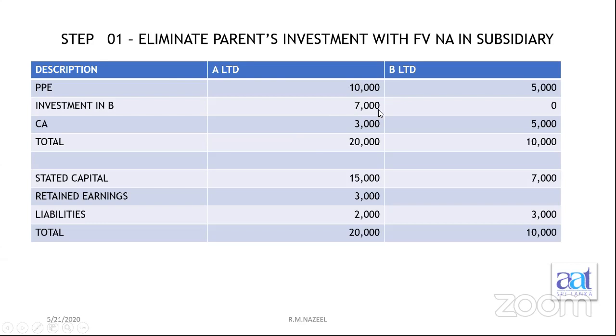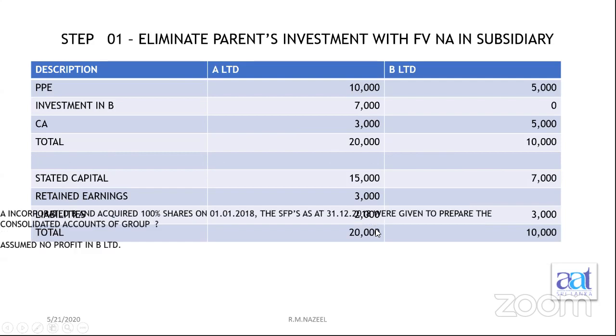See, investment in B. The standard says whatever investment was made by the parent should be eliminated against the net assets in the subsidiary company. If you go to the subsidiary company, you can see their net assets generally represent stated capital and retained earnings. There are no retained earnings in the subsidiary company, which means stated capital is the only amount they have as net assets. Current assets are 3,000 and 5,000, and the balance sheet balances. Stated capital is 15,000 and 7,000, retained earnings 3,000 and 0, liabilities 2,000 and 3,000, so the total balance sheet balances.